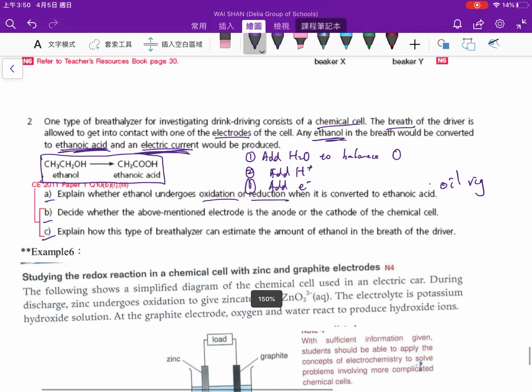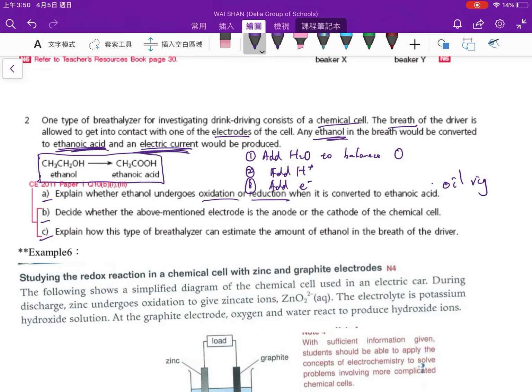OIL RIG can help you. Okay, you check the completed half equation that you have done, and then you check whether it's losing electrons or gaining electrons, then you will know it's oxidation or reduction. And for part B, it's anode or cathode, then RACK OAN... anodes can help you to define whether it's cathode or anode.